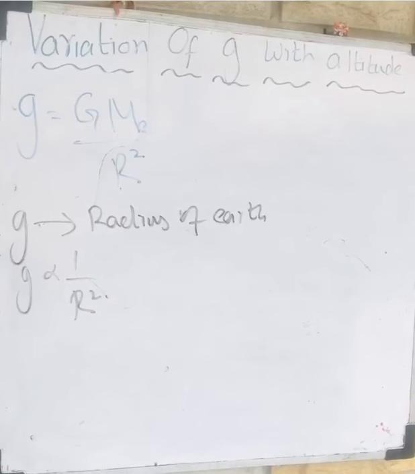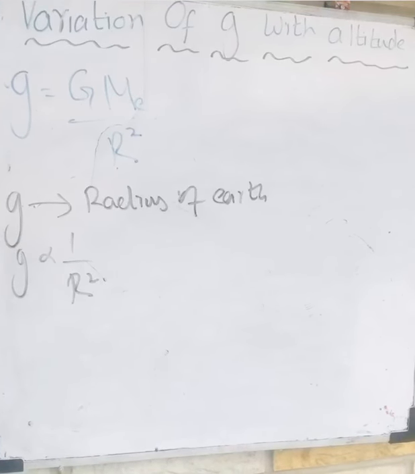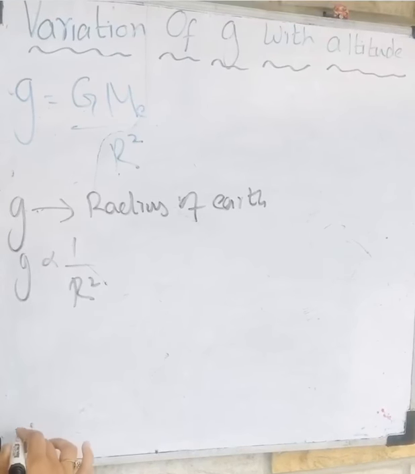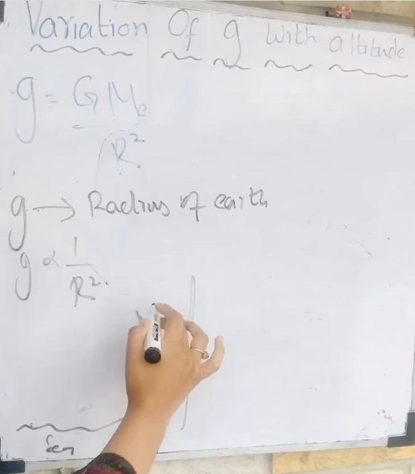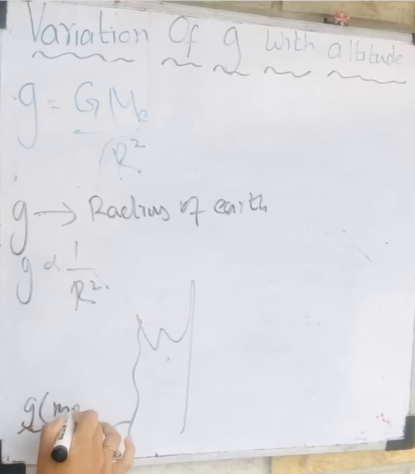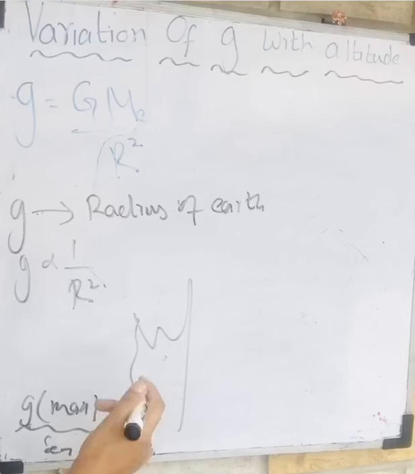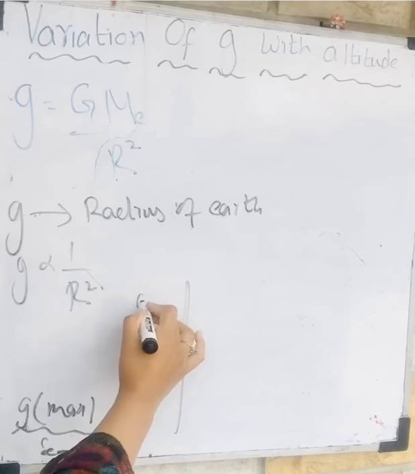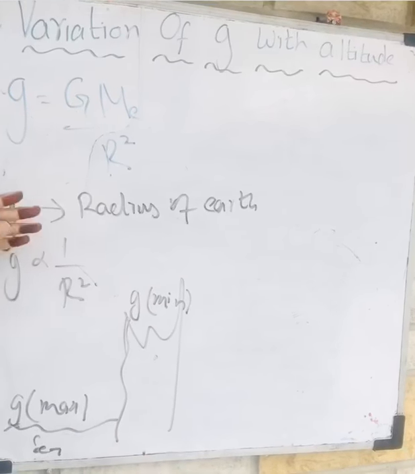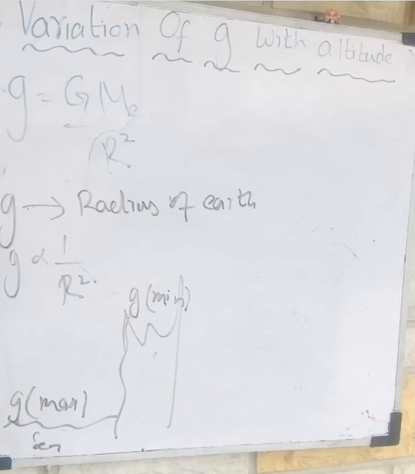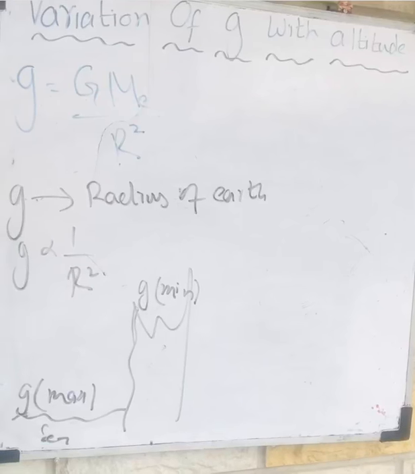Like at sea level, the value of g is maximum. Conversely, at a mountain, the value of g is minimum. Here is the sea, and here is the mountain. So at this point the value of g is maximum. Why? Because it is close to the earth and R is minimum. On the other hand, at this point the value of g is minimum. Why? Because we are moving away from the surface of the earth and the radius increases. Let me describe all of these in terms of mathematics.